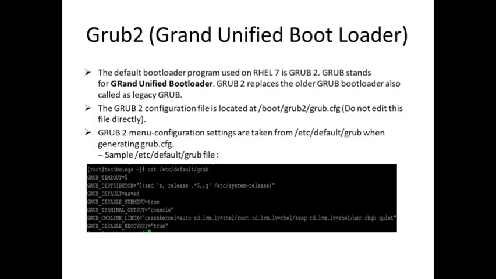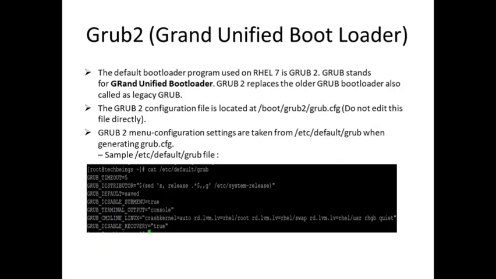grub2, what is grub2? grub2 is nothing but Grand Unified Bootloader. The default bootloader program used on RHEL 7 is grub2. You just have to keep in mind that the boot process that we are looking into right now is of RHEL 7 or CentOS 7, because in RHEL 6 the boot process was slightly different. So just make a note that this boot process is about RHEL 7. grub stands for Grand Unified Bootloader. grub2 replaces the older grub bootloader, also called legacy grub.